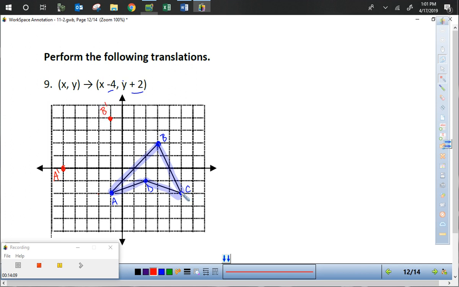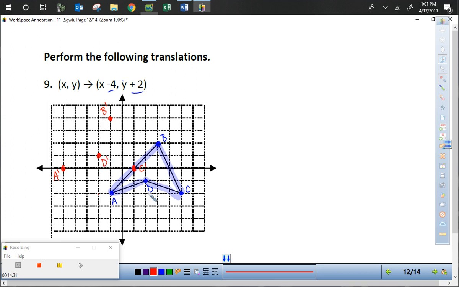C, we're doing the same thing. 1, 2, 3, 4 to the left, 2 up. You'll notice that ended up being on our original polygon. That's okay. Sometimes translations overlap just like our reflections did. Last one here, 4 to the left and up 2 is D prime.